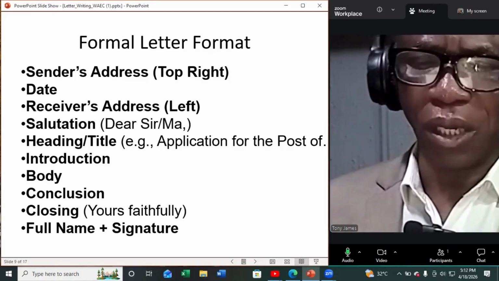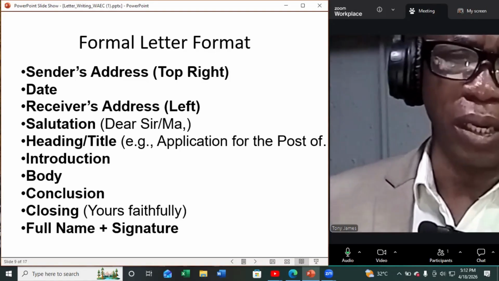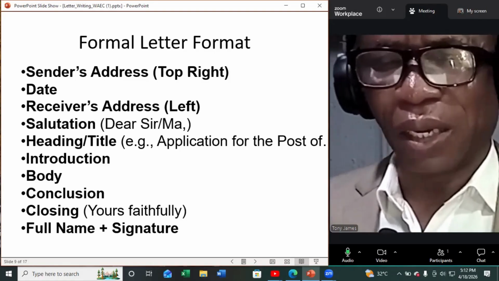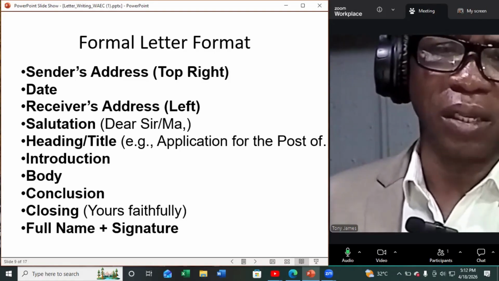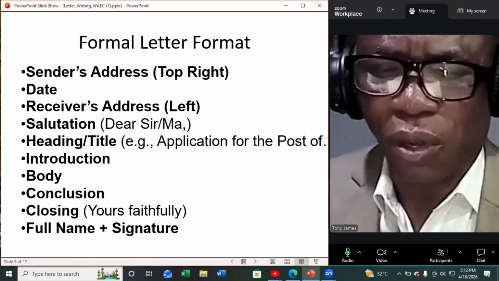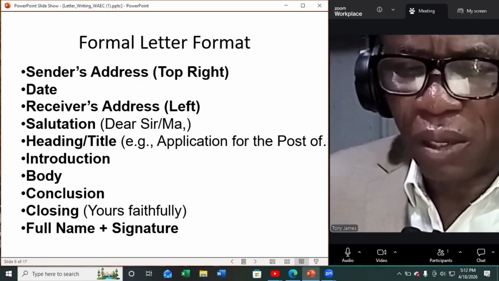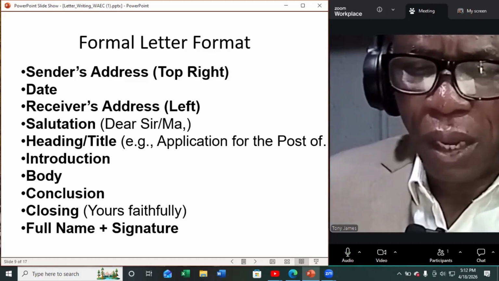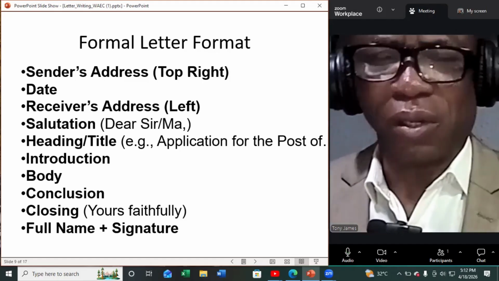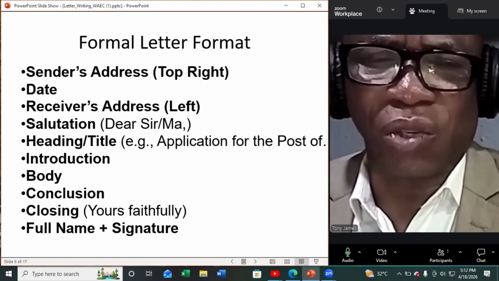And then your Dear should align to the margin. No space between the margin and the Dear and the salutation. Some students always think that the paragraph starts from there. No, the paragraph does not start from your salutation. This is very important. Then after the salutation, the next line will be the heading or the title of the letter.